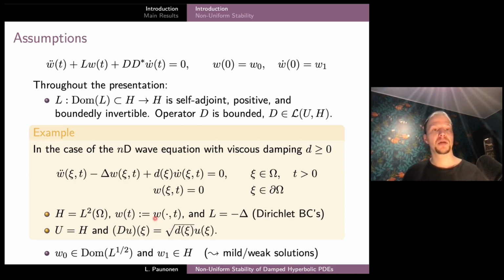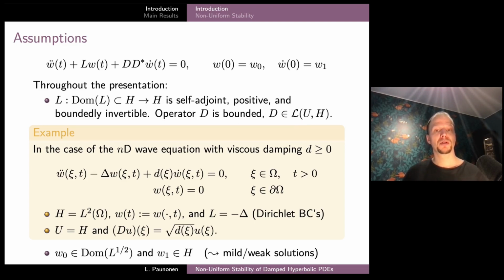But let's begin by looking at our equation a little bit in greater detail. And throughout the presentation we assume that H is indeed a Hilbert space and L is a possibly unbounded self-adjoint positive and boundedly invertible operator. And the operator D is assumed to be bounded from some other Hilbert space U into H.